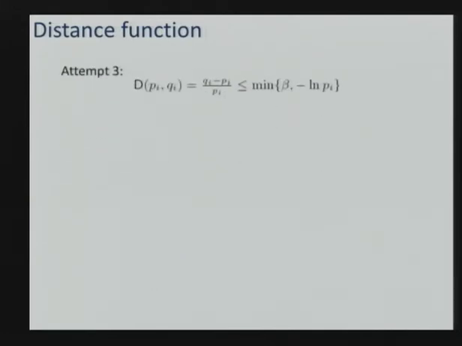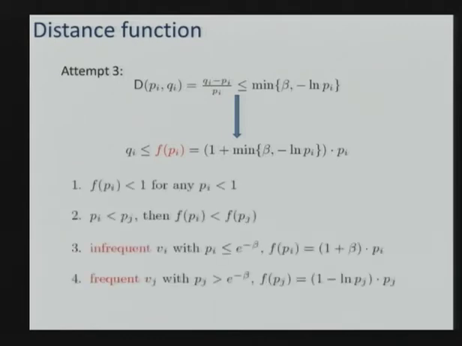So we come to the third attempt. Our distance function now is designed in this way, and by some simple transformation, we can reach this formula. In the following, I will analyze the properties of this formula. First, if the input parameter pi is smaller than 1, then the function value will always be smaller than 1. And this function f has the property of monotonicity.